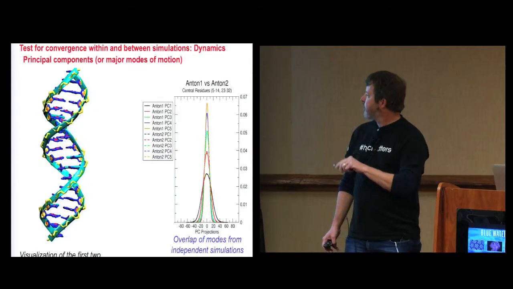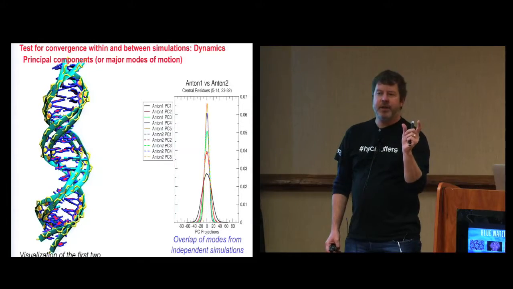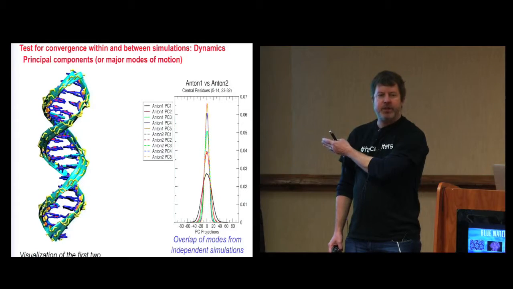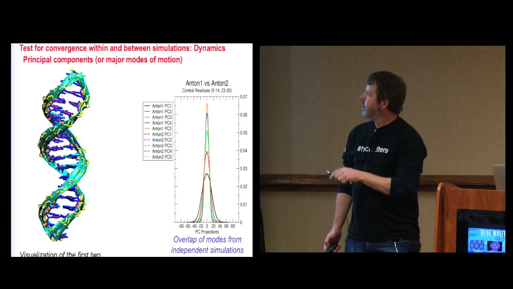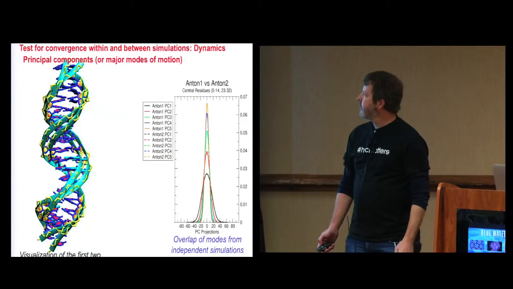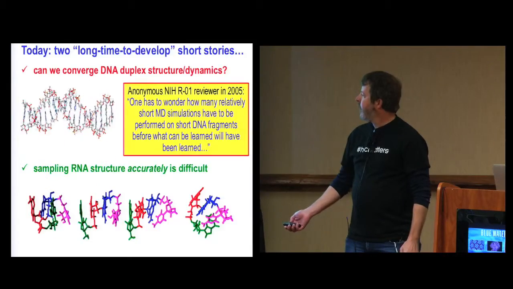And this is shown in this plot where there's a dotted line and a solid line that are exactly on top of each other. They sampled exactly the same modes of motion in the two independent trajectories. So we've got this reproducibility and effectively convergence in the internal portion of the helix. We don't have base pair opening converged yet. I'll skip that for now.